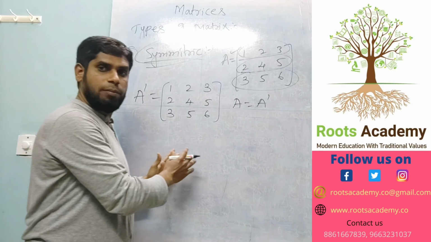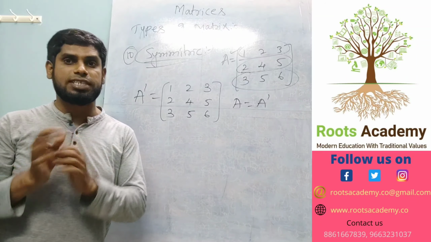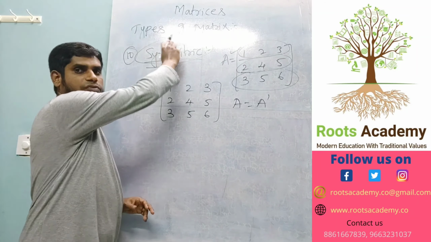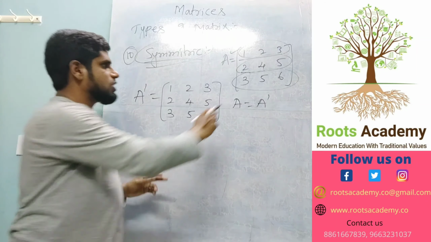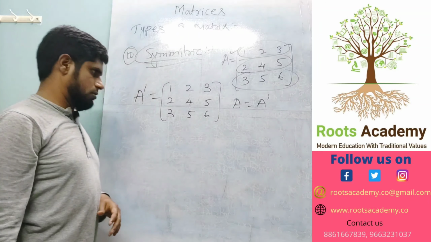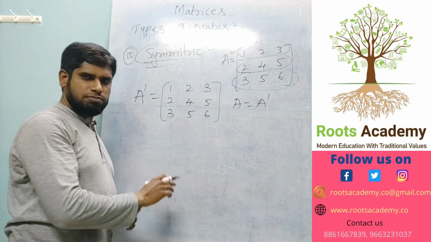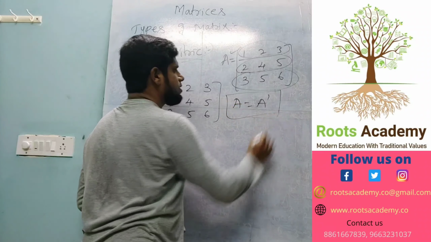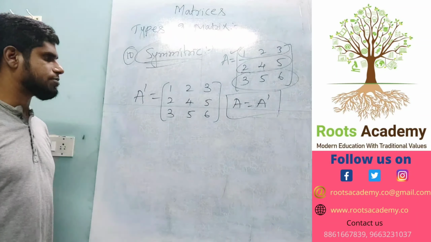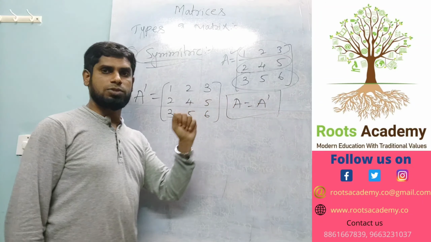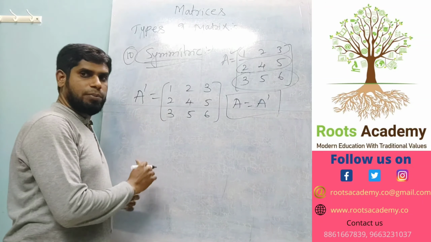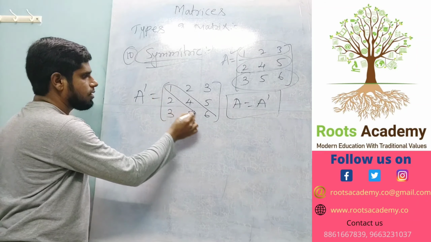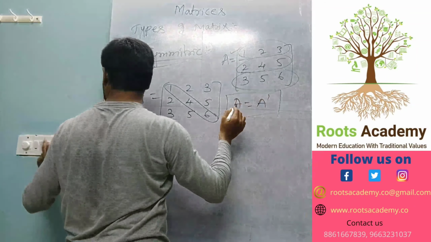It must be a square matrix, then only it is possible. If it is not a square matrix, then obviously the orders will change. So the first thing we should check, if you are checking symmetric, is that it must be a square matrix. Otherwise, it is not possible. So this is the definition of a symmetric matrix: A equals A transpose.